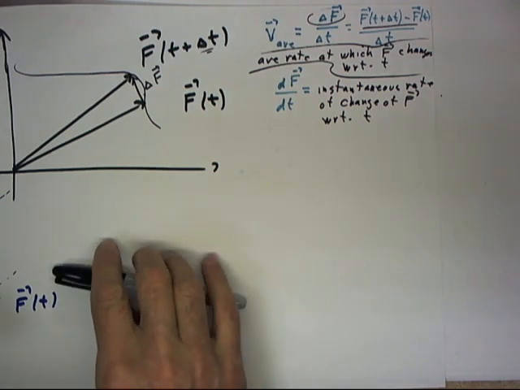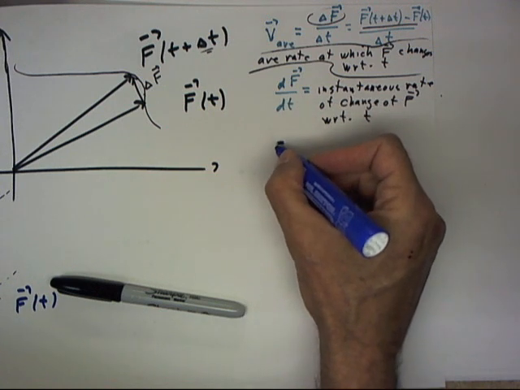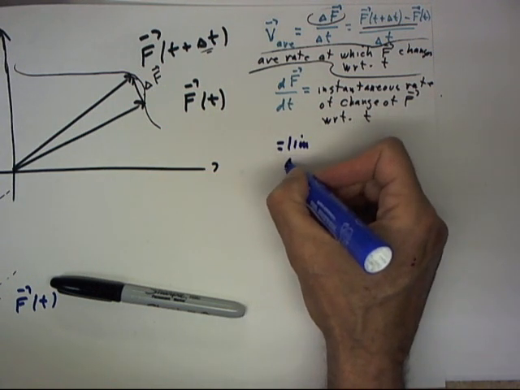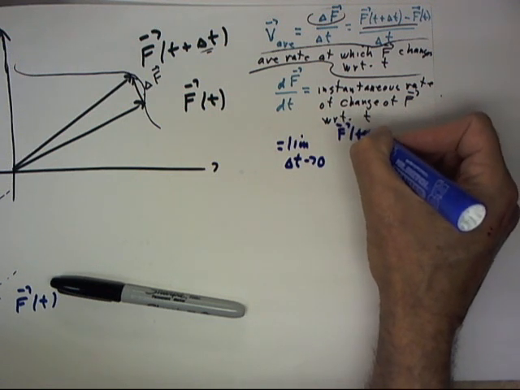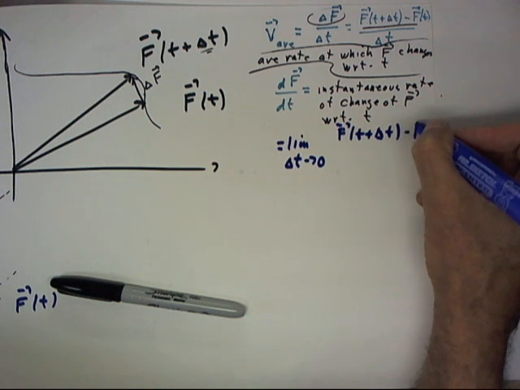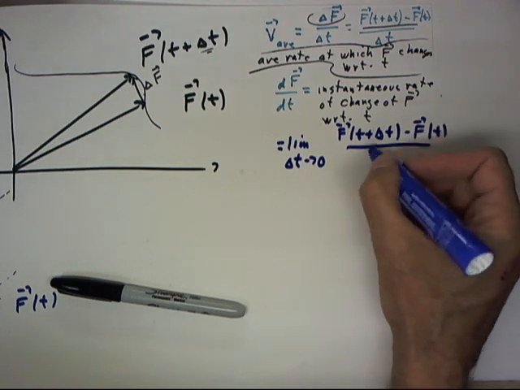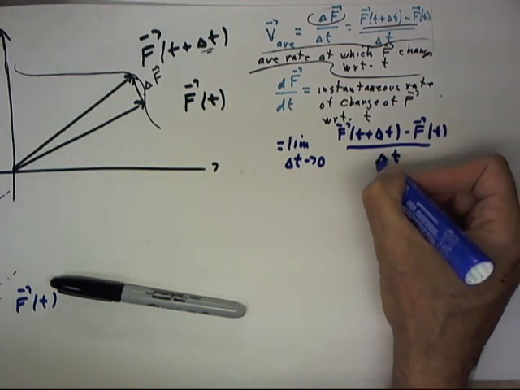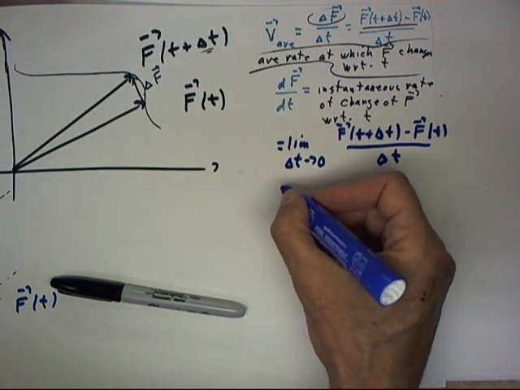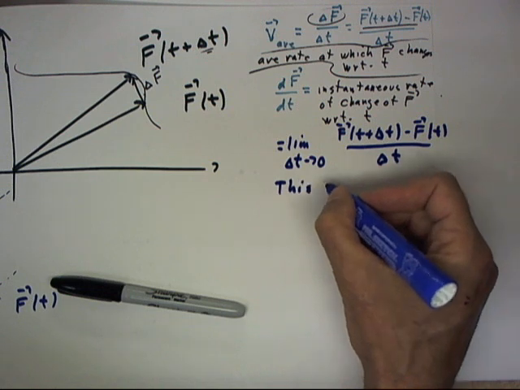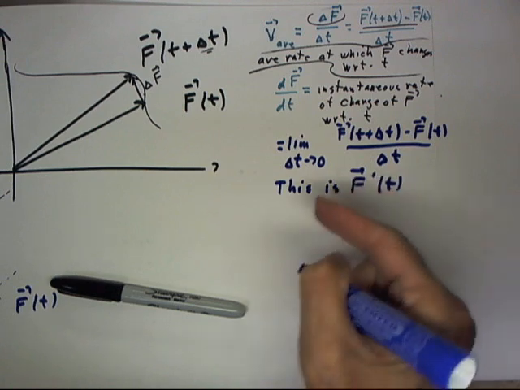So we're going to approach the instantaneous rate of change, and that is the limit as delta t approaches 0 of f of t plus delta t minus f of t, divided by delta t. And we represent that by our derivative.